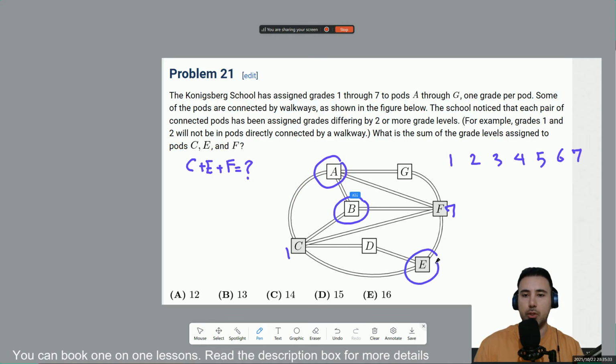Okay. Now for these 3, we already used 1 and 7, because they're connected to 1 and 7 at the same time. So 6 and 2 are not possible. If this is 1, how can this be 2? Directly connected. So no. If I put 6 here, 6 and 7 directly connected. No.